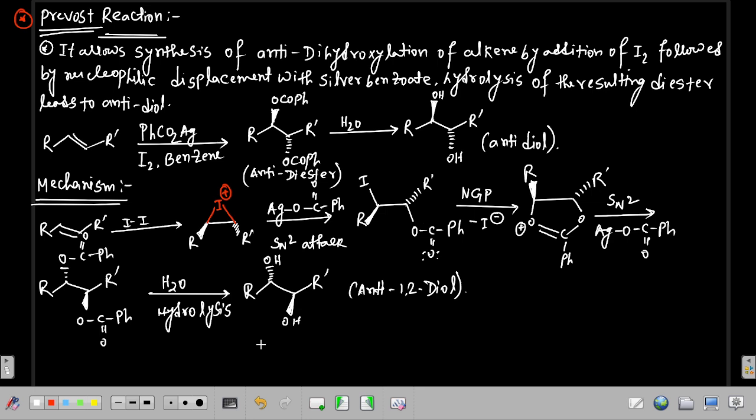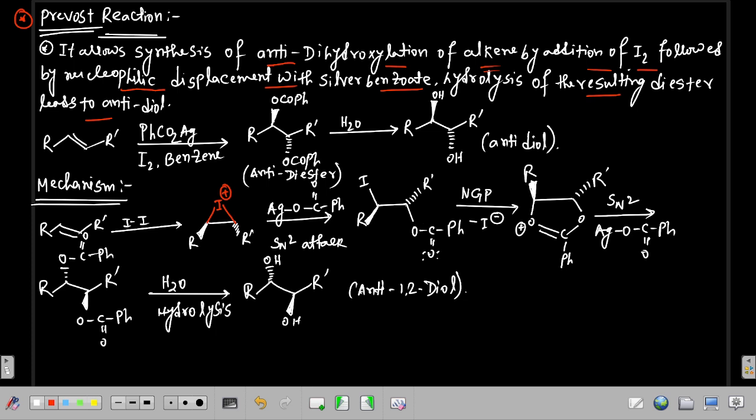Next, our next reaction is the Prévost reaction. It allows the synthesis of anti-dihydroxylation of an alkene by addition of iodine followed by nucleophilic displacement with silver benzoate, and hydrolysis of the resulting diester leads to the anti-diol.